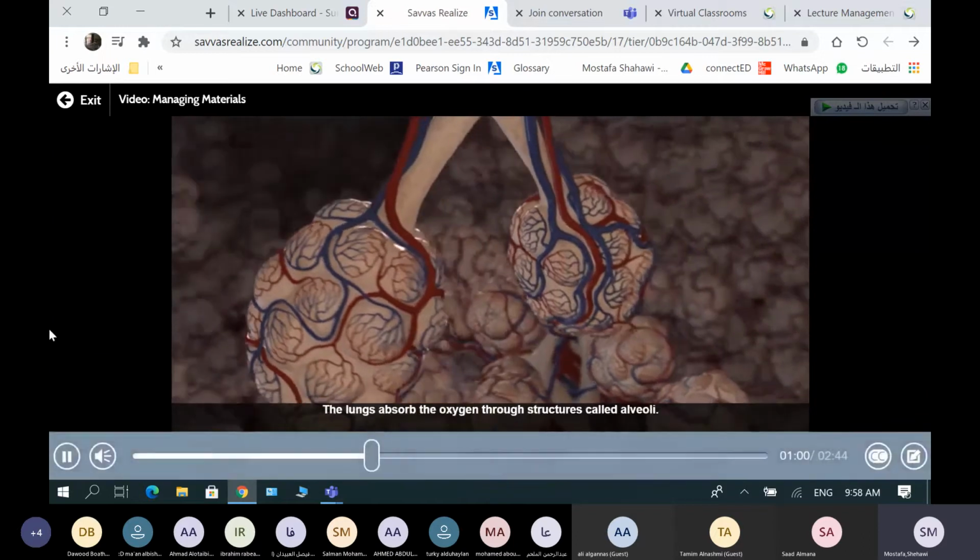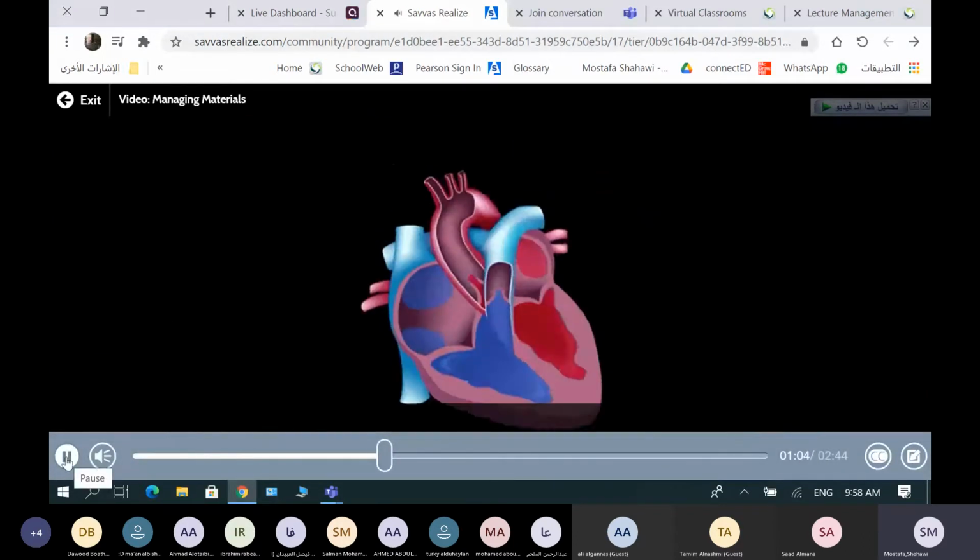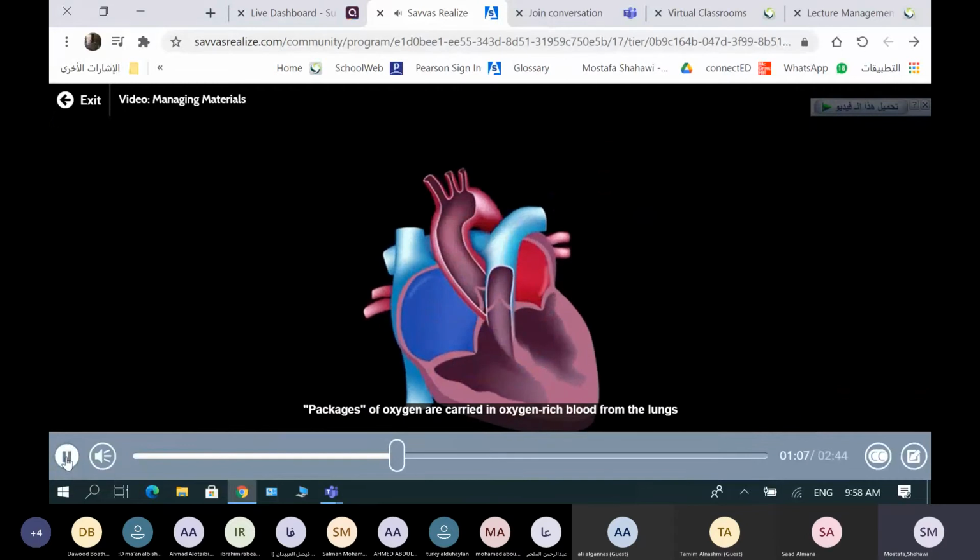The lungs absorb the oxygen through structures called alveoli. Packages of oxygen are carried in. So, before the blood reaches the cells or the lungs, it must be distributed by the center of that, which is the heart. The heart is the center of the circulatory system, the hub of the city, the main warehouse of the city. It pumps blood everywhere in your body.